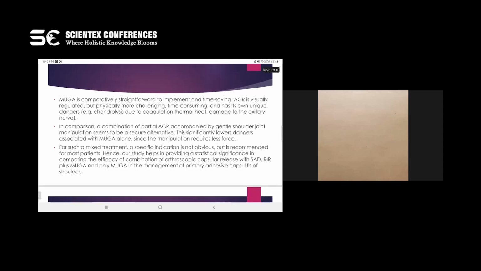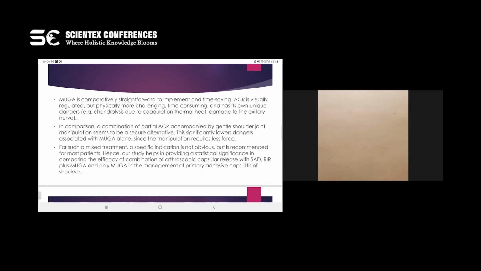In comparison, a combination of partial arthroscopic capsular release accompanied by gentle shoulder joint manipulation seems to be a secure alternative, as we have done in our study. It significantly lowers the dangers associated with MUA alone. In case we do only MUA to a patient with frozen shoulder, more force has to be applied over the shoulder joint to break the adhesions.